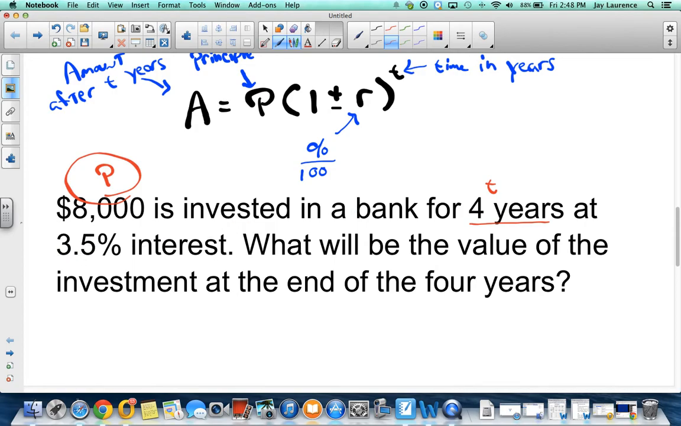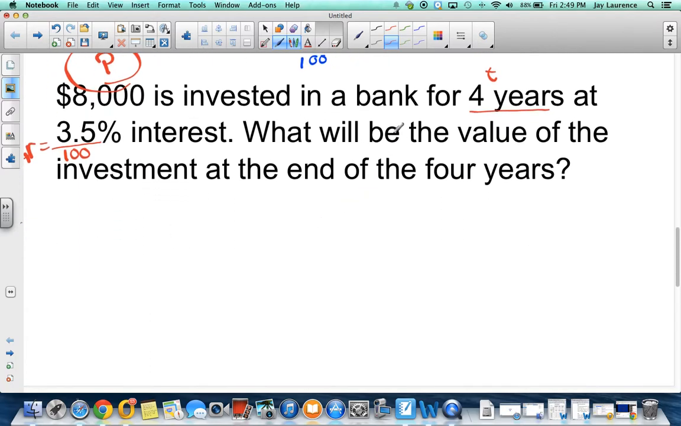Well, if I divide this by 100, then I'll have R. What will be the value of the investment at the end of 4 years? Now, since it's 3.5% interest, it's a growing account. So we know that it's going to be plus R, not minus R. Let's stick it into our equation. I don't know A, that's the amount after T years. The principal, P, is $8,000. And we're going to have a 1.